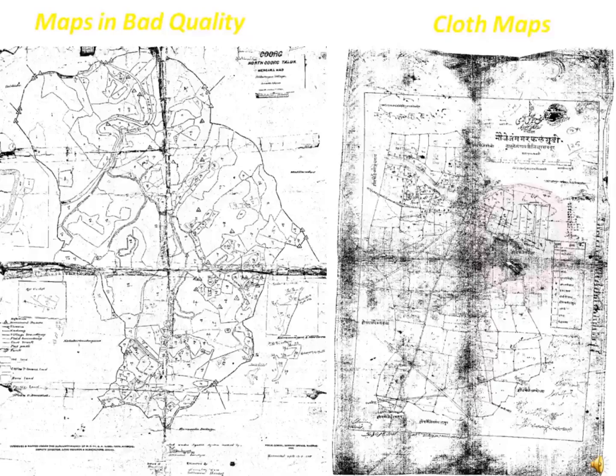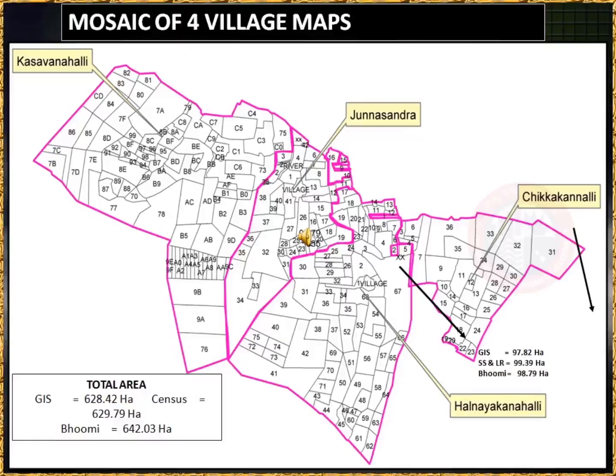These hard copy maps are available in old records. These maps are very difficult to handle physically. These maps can be converted to raster and then digitized into vector maps by assigning map projections through GIS software. As you have already learnt, it is possible to integrate a number of maps together by mosaicing technique in GIS software after georeferencing.